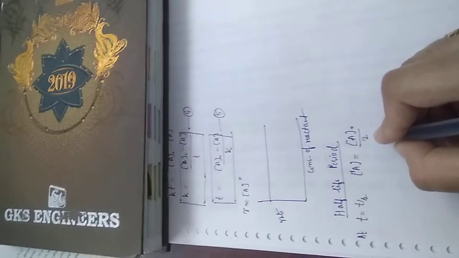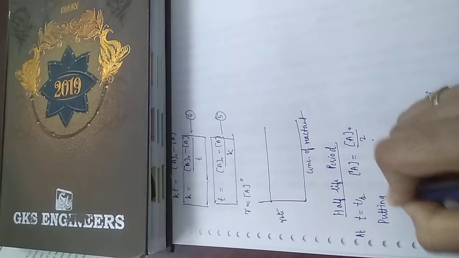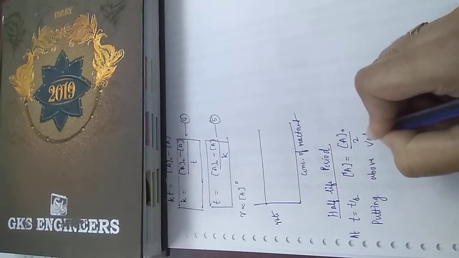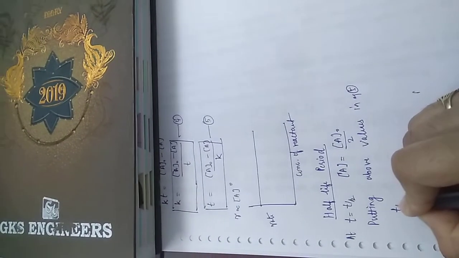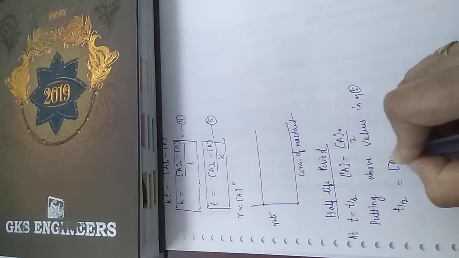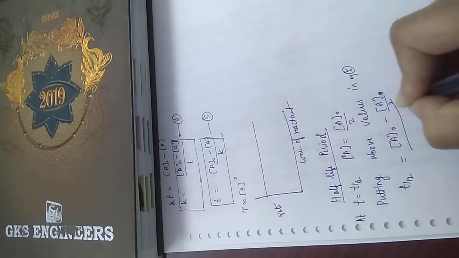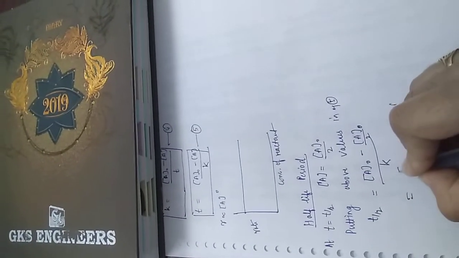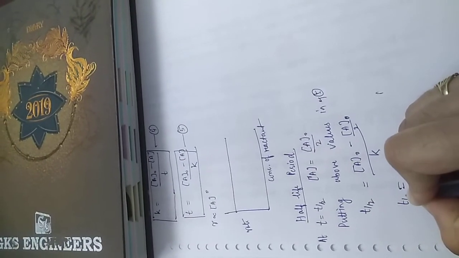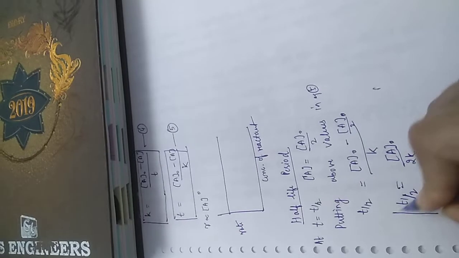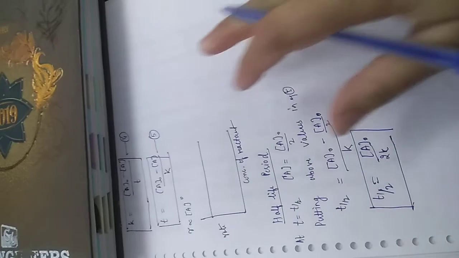Now if we put these values in equation fifth, what we will get? We will get t half is equal to A naught minus A naught divided by 2, all divided by K. So in the final equation, we'll get this. This is our half-life time of a zero order reaction.